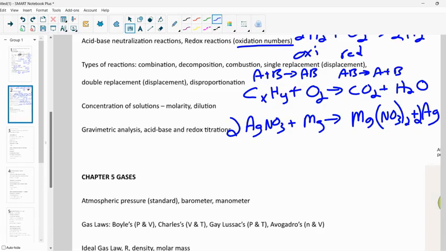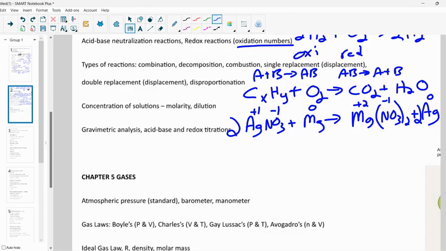Who is oxidized, who is reduced? What do I have to assign? Here, NO3 I know is -1. I could keep NO3 together because NO3 shows up on this side, unchanged. So I know that that's not going to change. My Ag, what's the charge on that be? +1. My Mg, 0. My Mg on this side is now +2 and 0. So who was oxidized? Mg went from 0 to +2. Who was reduced? All right, Ag from +1 down to 0.